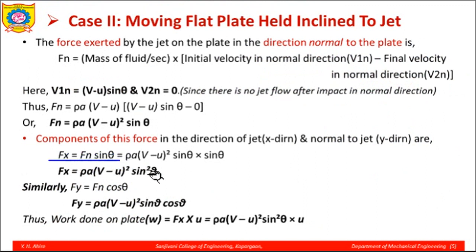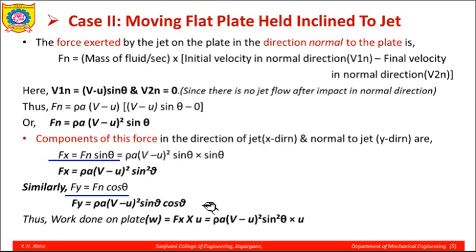Substitute here the Fn formula, rho a (V minus u) bracket square sin theta into sin theta. So the final formula is Fx is equal to rho a (V minus u) bracket square sin square theta. Similarly, Fy is equal to Fn cos theta. So Fy is finally rho a (V minus u) bracket square sin theta cos theta. So these are the two formulae for Fx and Fy.